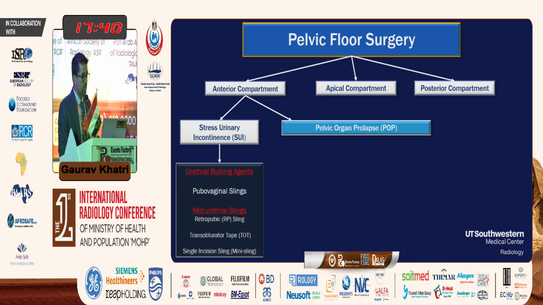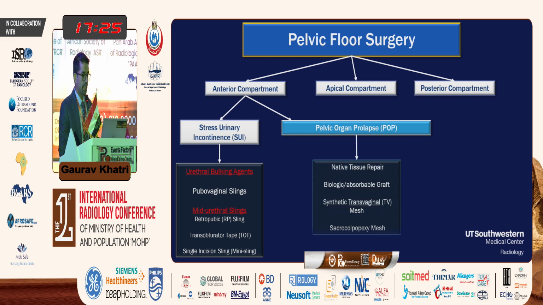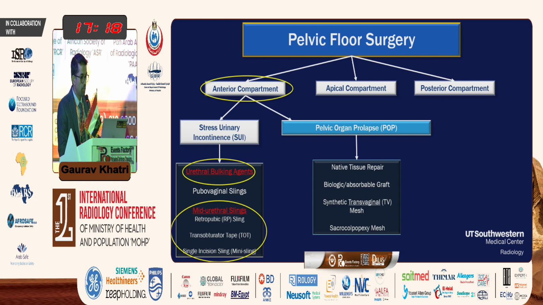The surgical procedures for stress urinary incontinence include urethral bulking agents, pubovaginal slings, and synthetic mid-urethral slings. There are different types of those, such as the retropubic, transobturator, and single incision slings. And then for pelvic organ prolapse, there are a number of different repair procedures. For this first talk, we'll focus on the two things in red, which are the bulking agents and the mid-urethral slings. For the pelvic organ prolapse, the transvaginal mesh, I will discuss that in the second lecture.